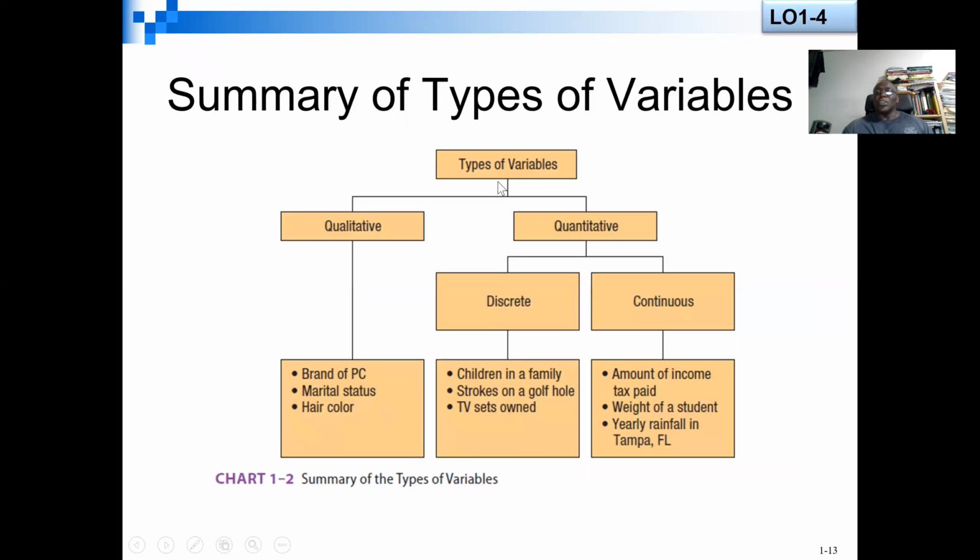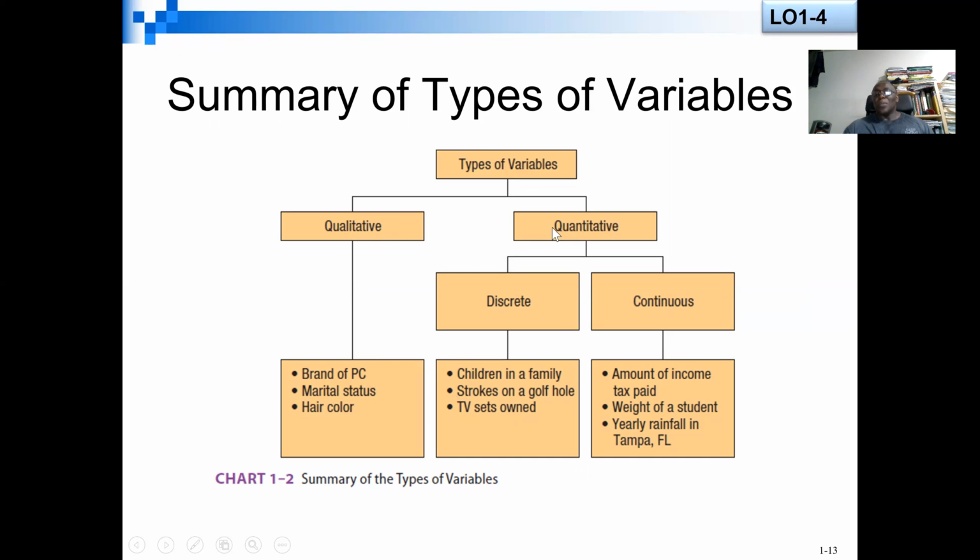So this is a summary of the types of variables that we may come across as we go through this course material. Types of variables can be first qualitative or quantitative. In qualitative, let's say the brand of a PC, hair color, marital status. Marital status cannot be 20, 30, 40. You have to be either married, divorced, or single.